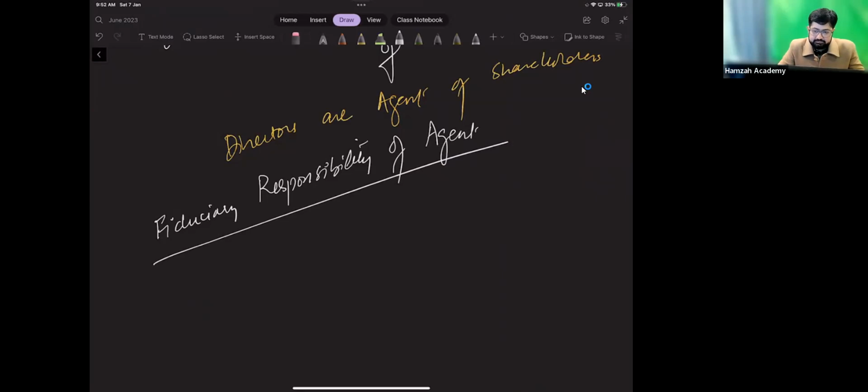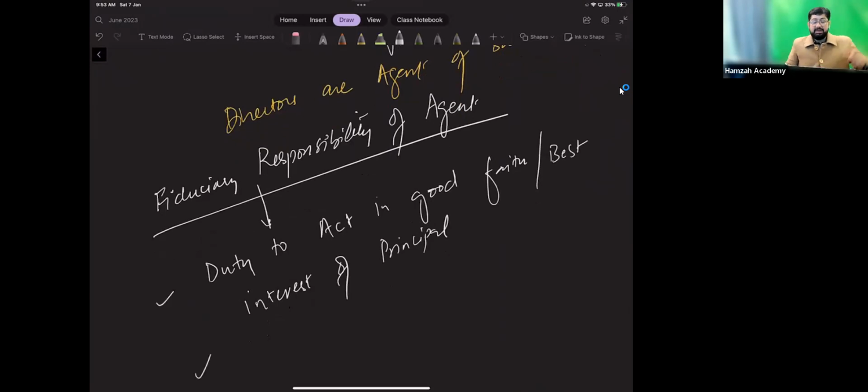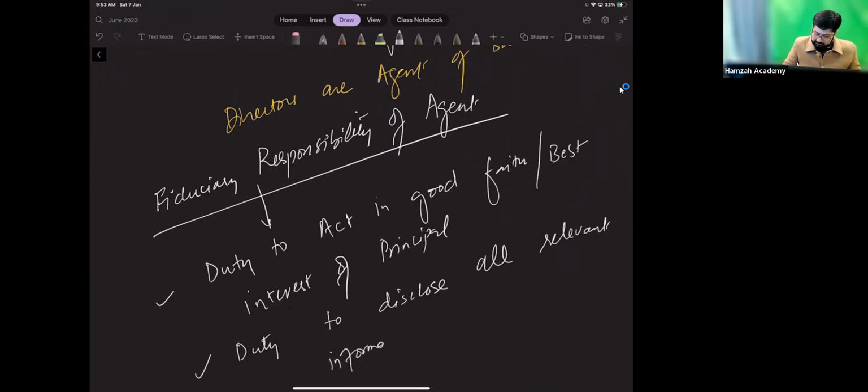What is that? Students, fiduciary responsibility means duty to act in good faith, in the best interest of principal. They must act, the agent. And duty to disclose all relevant information to principal. This is the duty.